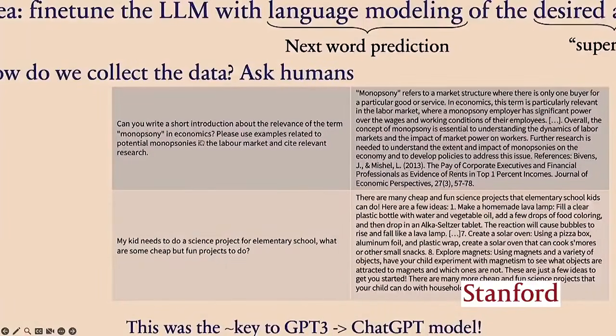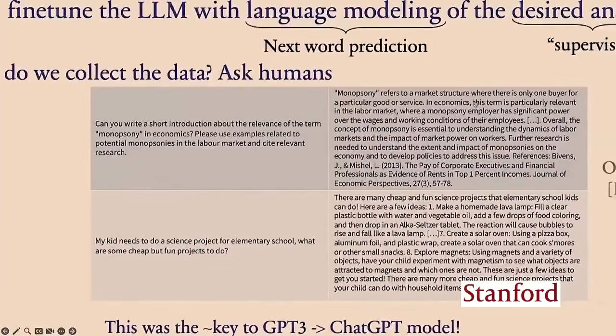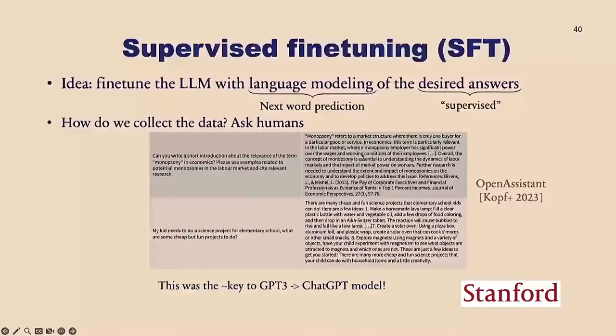Can you write a short introduction about the relevance of the term monopsony? And then it says monopsony refers to a market structure, blah, blah, blah. And it's a human that wrote that. Actually, this is Open Assistant, which was a way to collect data online by humans. So this type of supervised fine-tuning or alignment is really the key of ChatGPT. This is what made the big jump from GPT-3, which was mostly something that was known by AI researchers, to ChatGPT, which became known by basically everyone.